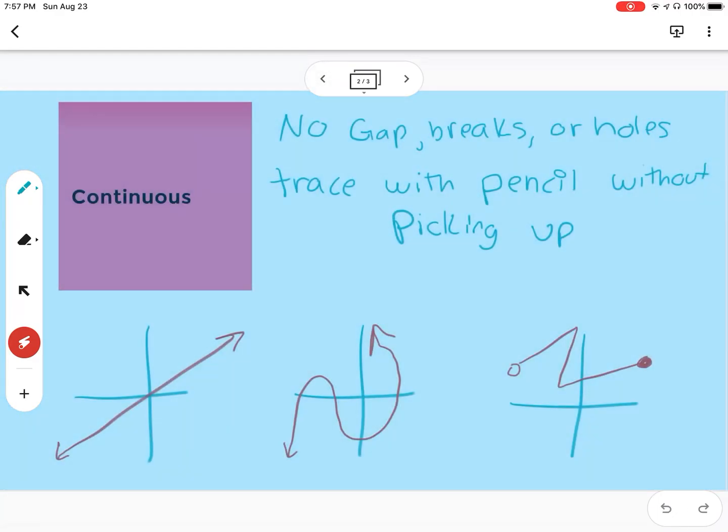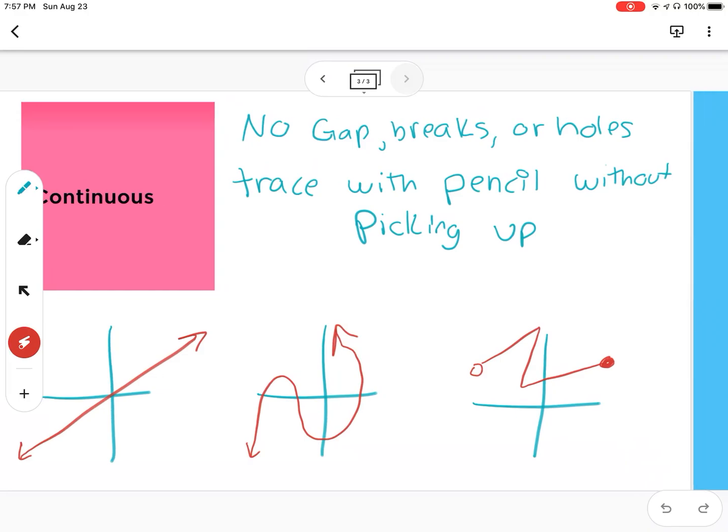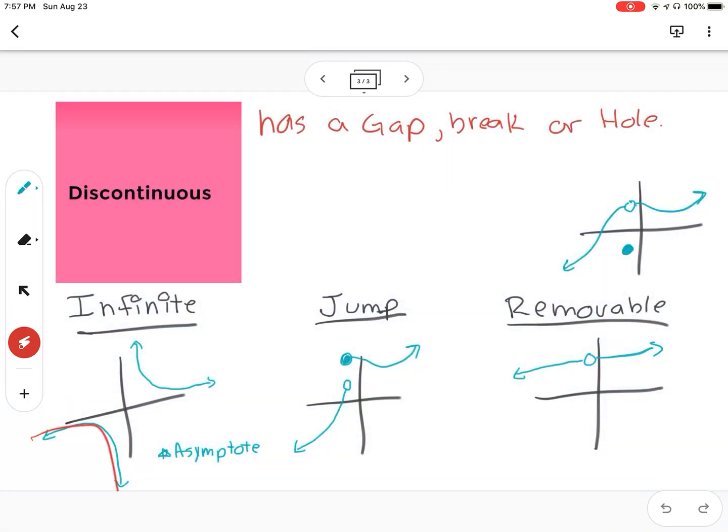Remember, continuous graphs, you can draw the whole thing without picking up your pencil. Discontinuous is there's something keeping you from being able to draw the whole graph without picking up your pencil. All right, so a hole or a jump or it's broken into 2 pieces like this. Right? There you go.